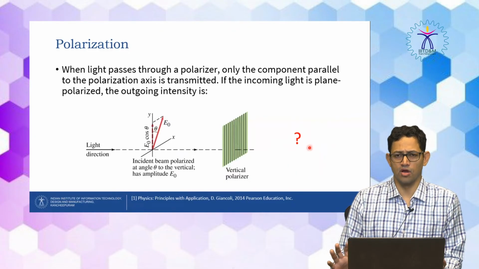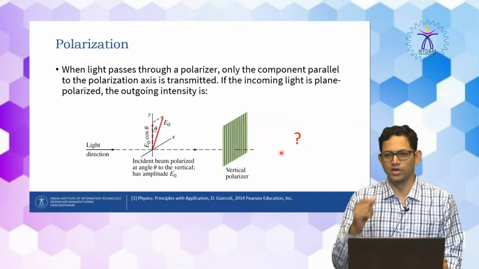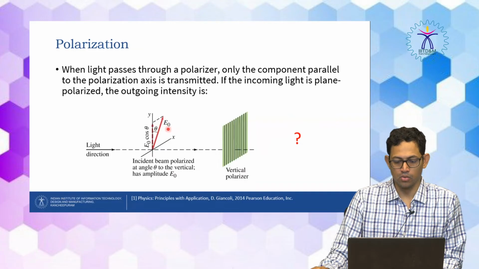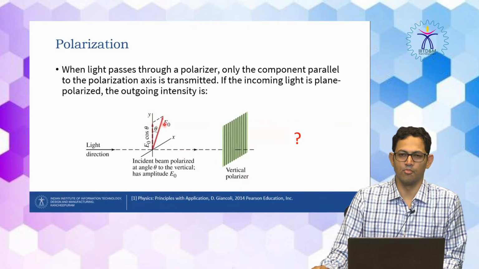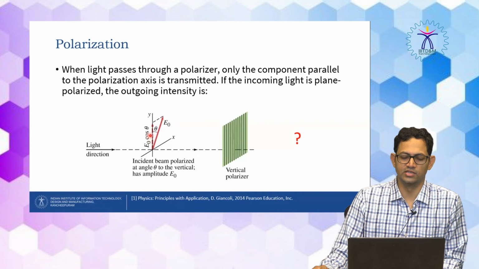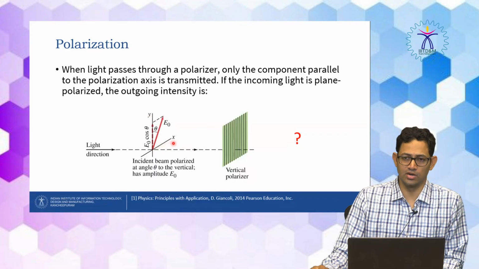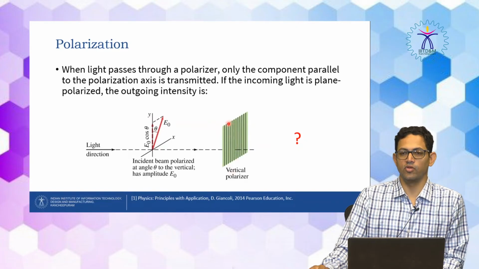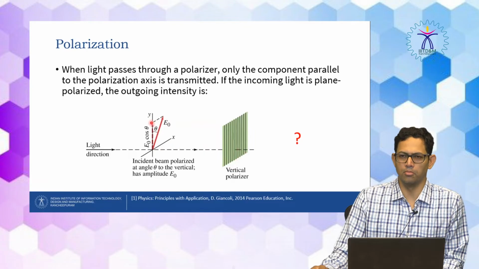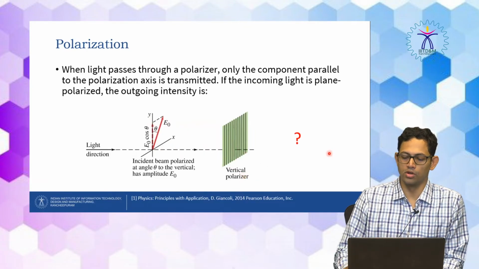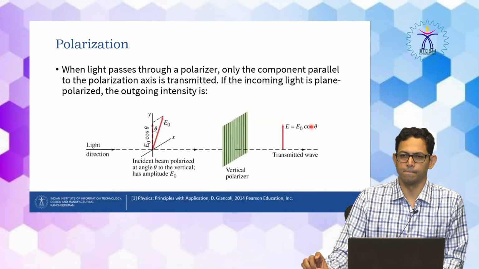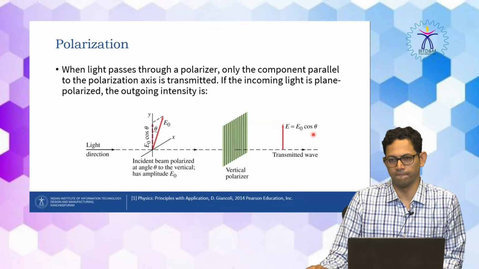Okay, so I think you have paused the video and tried to figure out by yourself what the output would be. Now if you see this, as E naught is having an angle with the vertical direction, it has components. It has E naught cos theta, a component along the y direction, that is vertical direction, and it will have E naught sin theta along the x component, that is the horizontal component. Now as this is a vertical polarizer, it will only allow the vertical component. So the output would be E naught cos theta, that will be the transmitted wave.